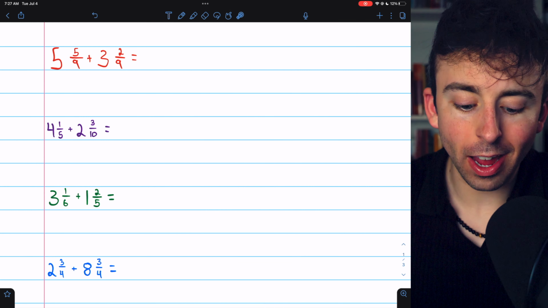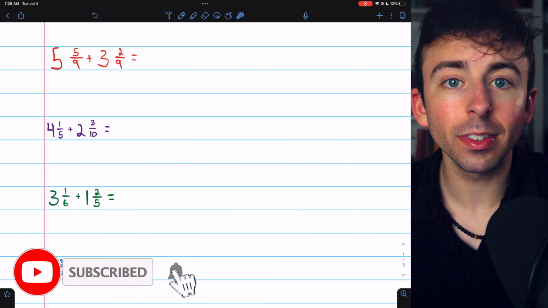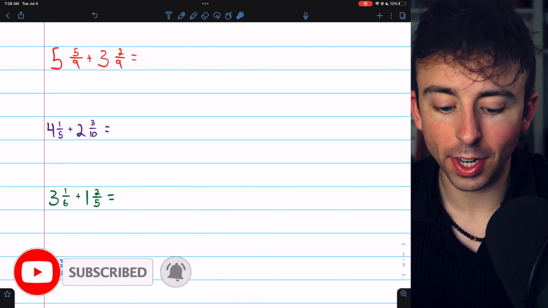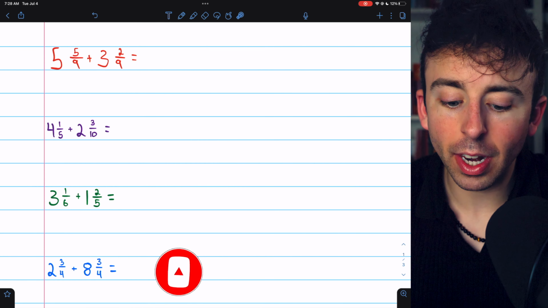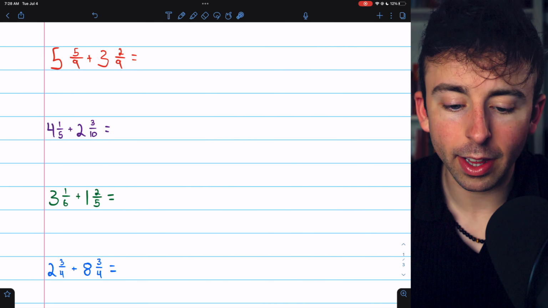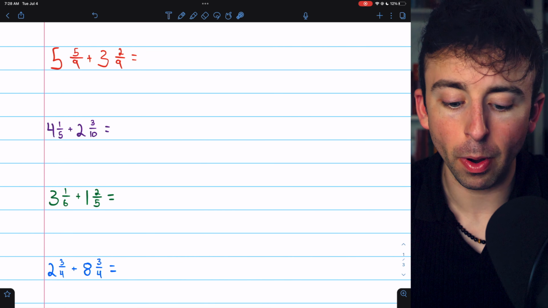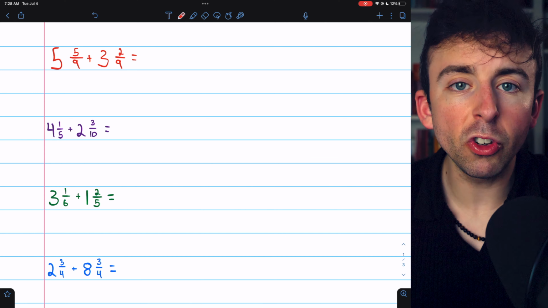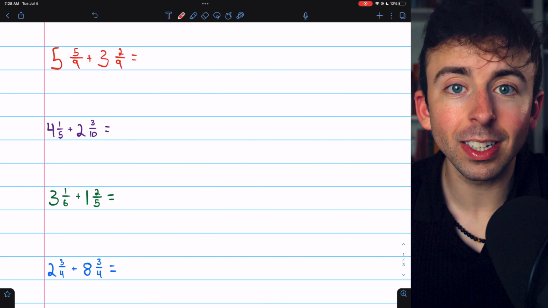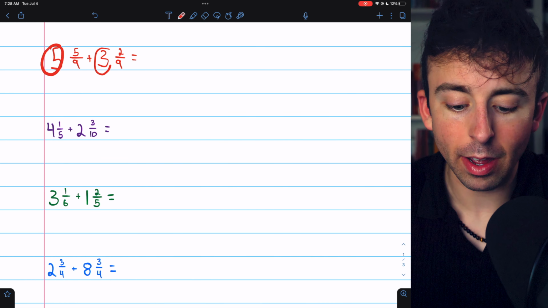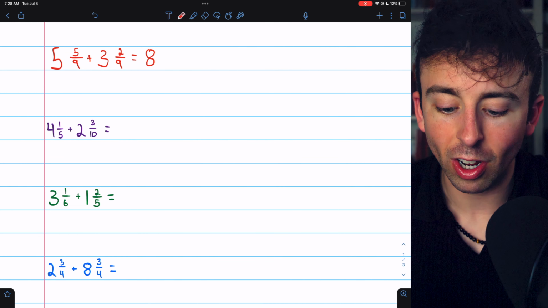Let's do these 4 examples to learn how to add mixed numbers, and I'll give you a few practice problems once we're done. Beginning with 5 and 5/9 plus 3 and 2/9. A mixed number has 2 parts, a whole part and a fractional part. When we add them together, we should add the whole parts first. That's very easy. In this case, we have 5 plus 3, and that's just 8.